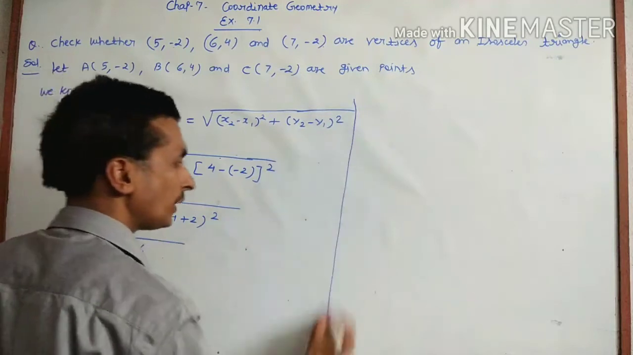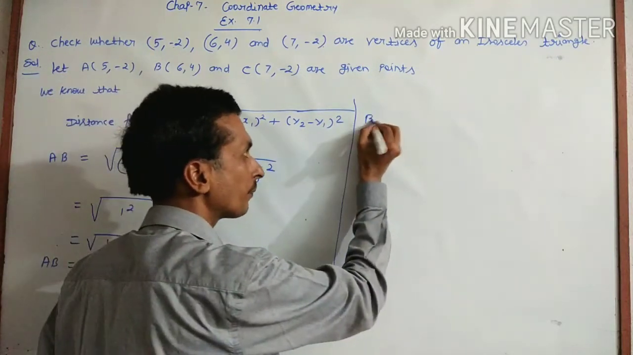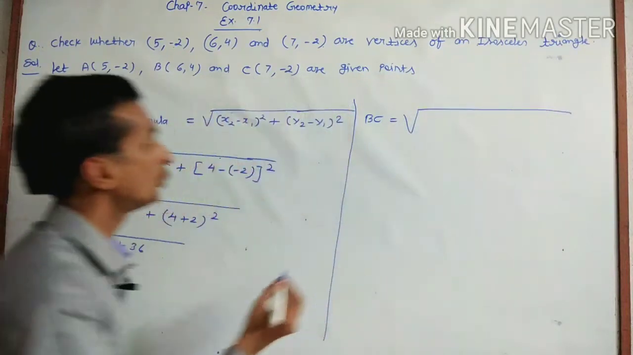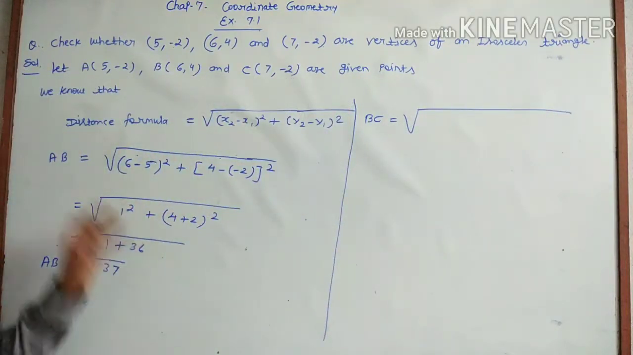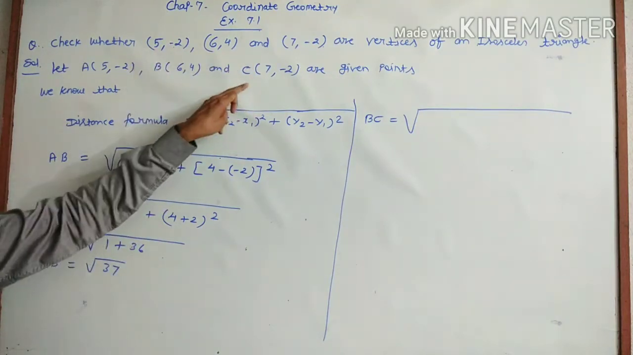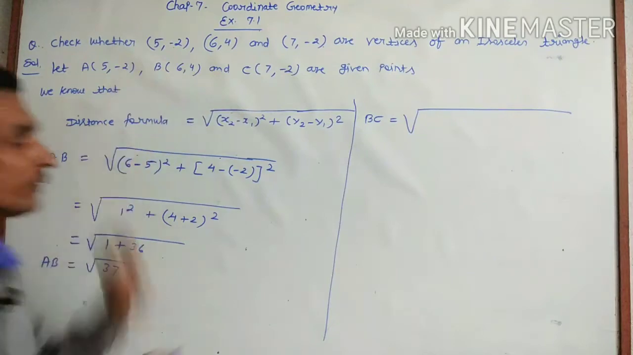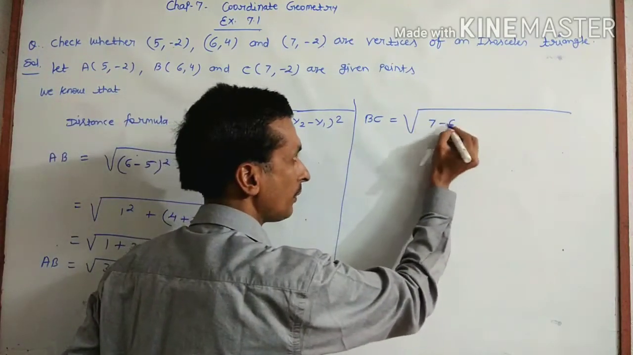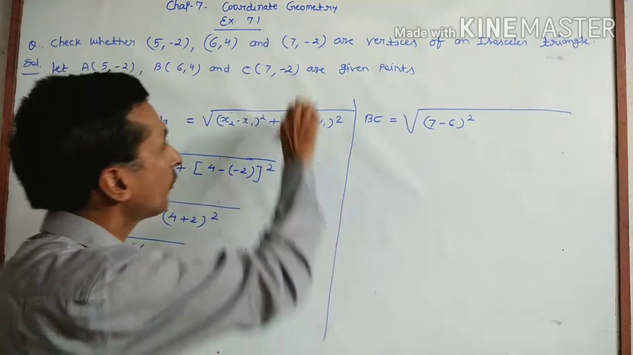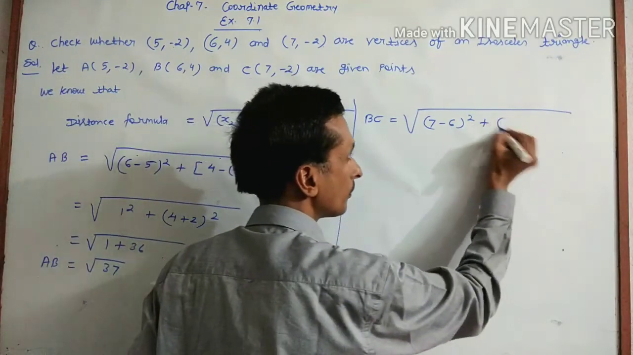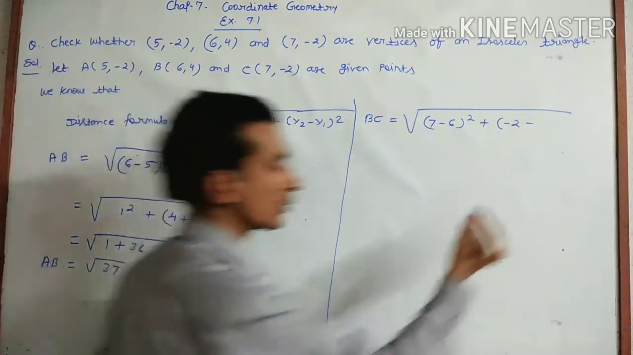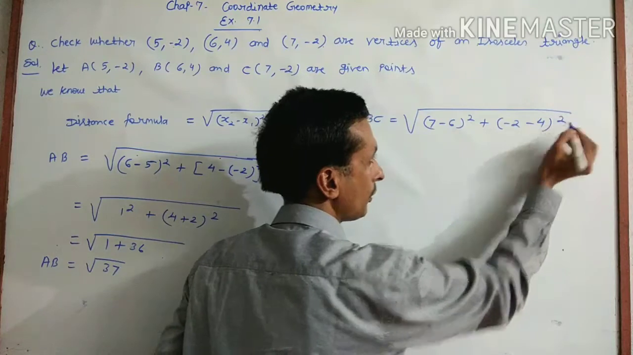Now you can find out the next value, BC. Under root x2 minus x1. So we will take the BC, that means first of all you will take the C and second one is B. So 7 minus 6 whole square, and the next value is the y2 value, which is minus 2, and minus sign also, and you can put minus 4 whole square.